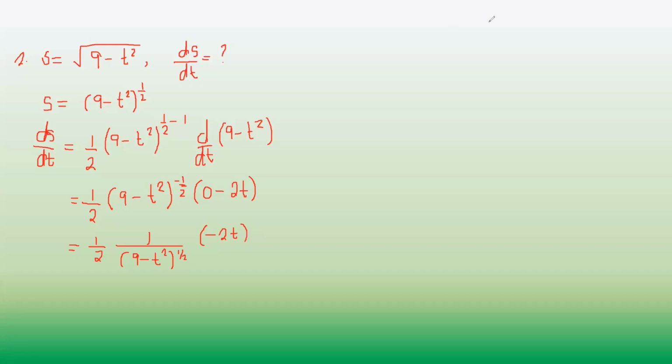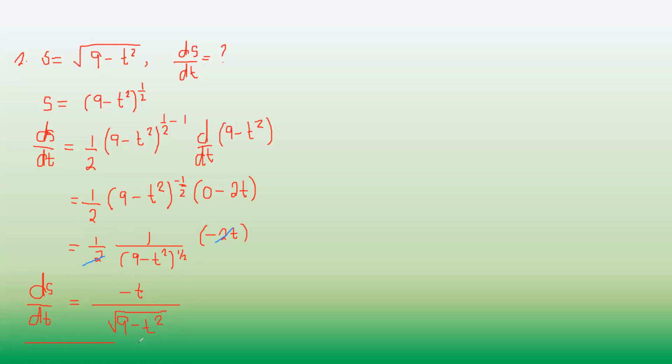Then, pwede i-cancel. Ito ay baba. Ito ay taas. So cancel na yung 2. Then, our ds over dt is now equal to, so yung taas muna, 1 times 1 times negative t. So we have negative t in our numerator. All over, ito na lang, meron lang tayong 9 minus t squared raised to 1/2, or square root. Square root of 9 minus t squared, diba? Square root of 9 minus t squared.